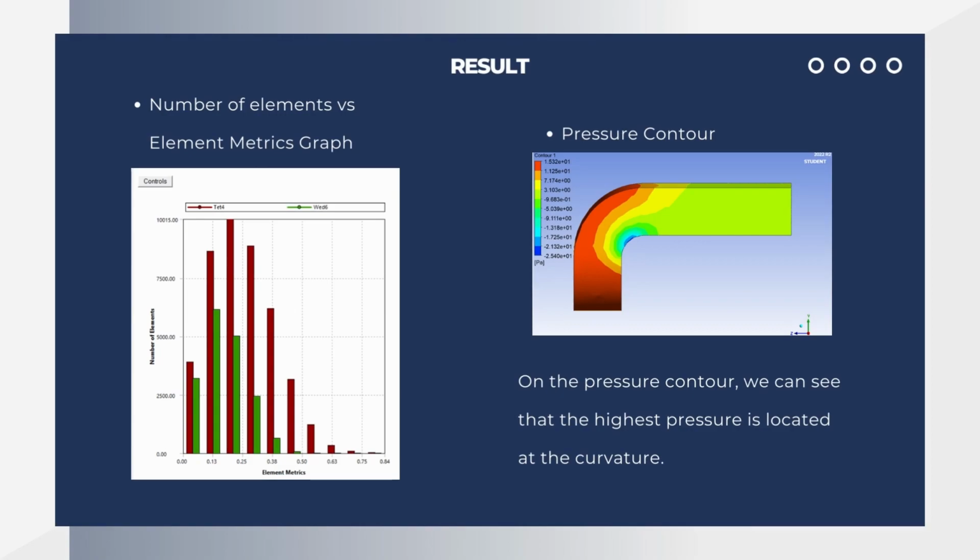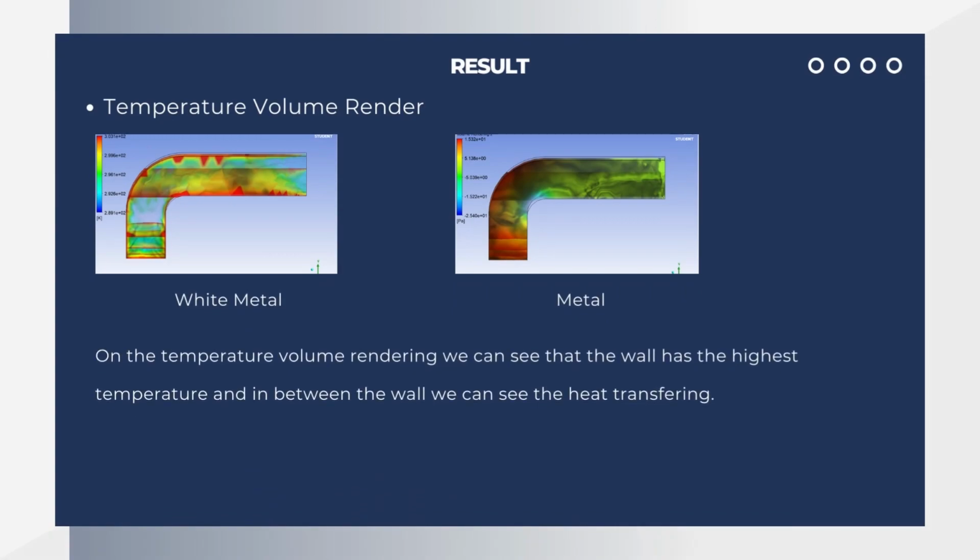So, based on the result, on the left is the graph for number of elements versus element metric. On the pressure contour, we can see that the highest pressure is located on the curvature. This is the temperature volume render. On the temperature volume rendering, we can see that the wall has the highest temperature, and in between the wall, we can see the heat transferring.